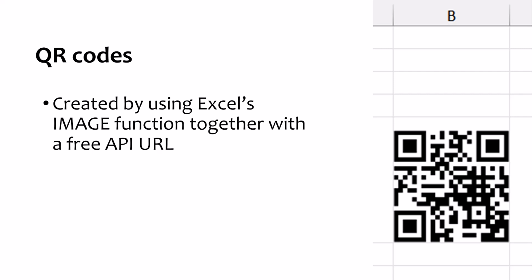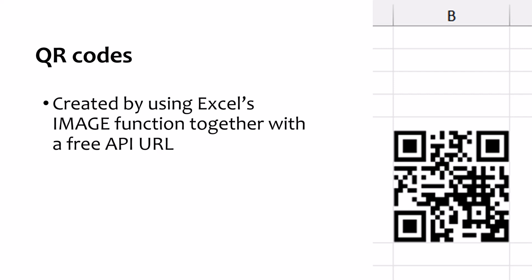Before we dive into using Excel's image function with a free API to create QR codes, let's quickly talk about what an API is. API stands for Application Programming Interface. Think of it like a bridge that allows different software applications to communicate with each other. Just like a waiter takes your order at a restaurant, brings it to the kitchen, and delivers your meal, an API takes a request from one application, retrieves the necessary data or action from another system, and brings back the response.